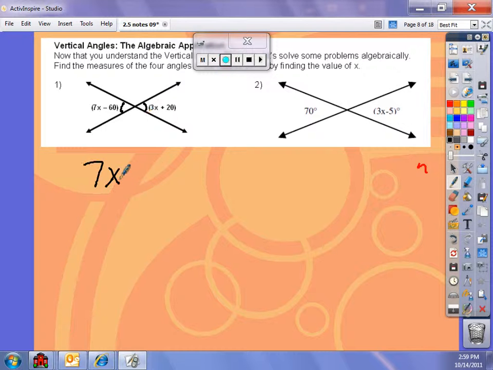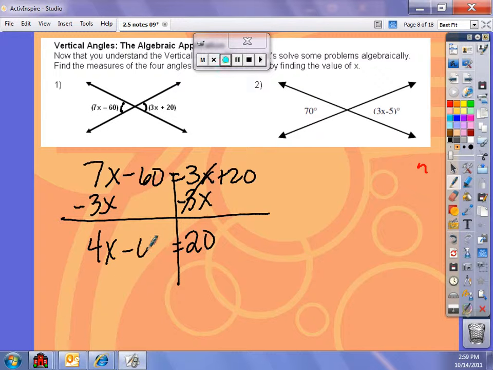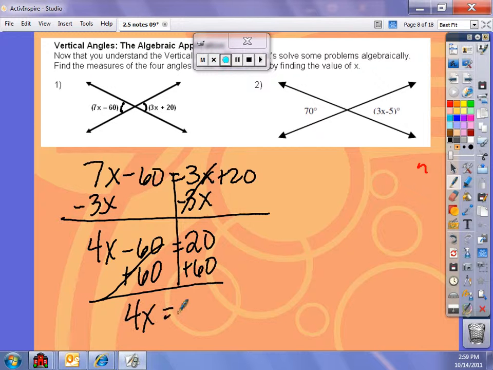So we are going to set up an equation setting them equal to each other. All we have to do from here is solve for x. We're going to subtract 3x on each side. We get 4x minus 60. Going to add 60 over. 4x equals 80. When I divide by 4, I get x equals 20.